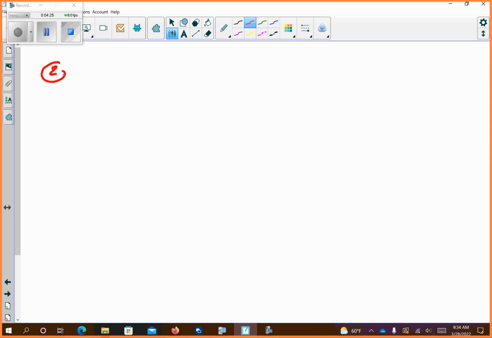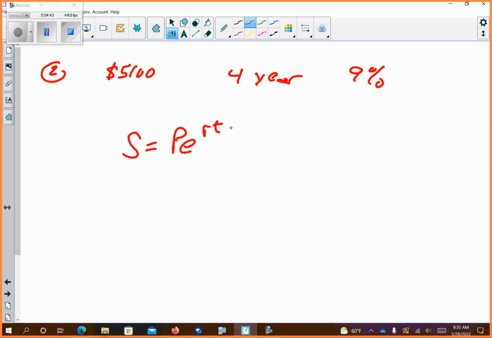All right, this one says find the future value if $5,100 is invested for 4 years at 9%, and it says it's compounded continuously. So that's still going to be this equation. Okay, the continuous goes along with this exponential. So I'm going to go 51, E raised to the 0.09 times 4. Help me out. I have it written right? Yay.